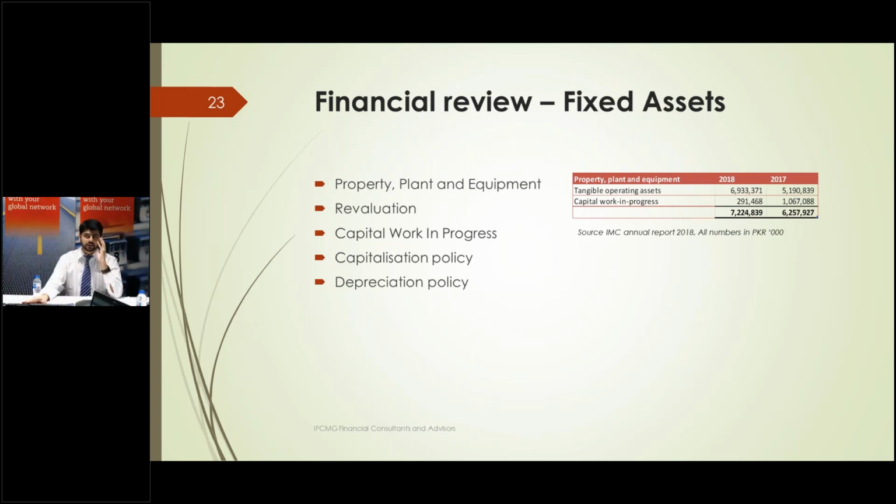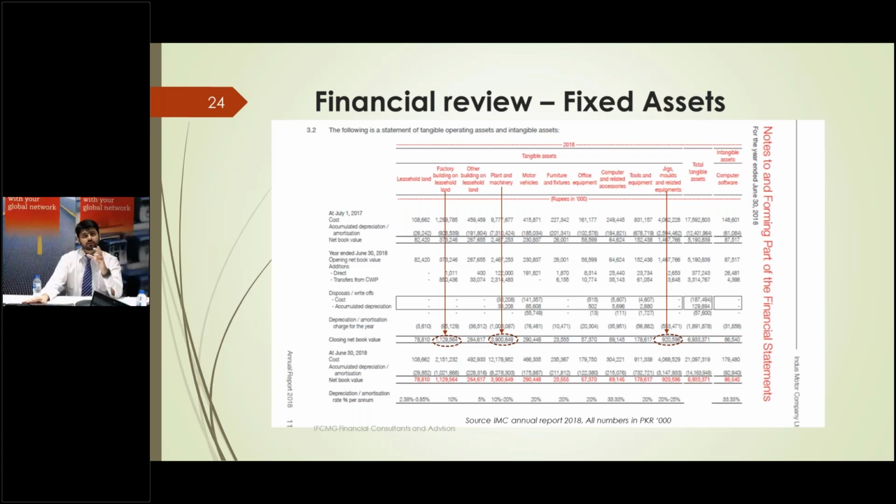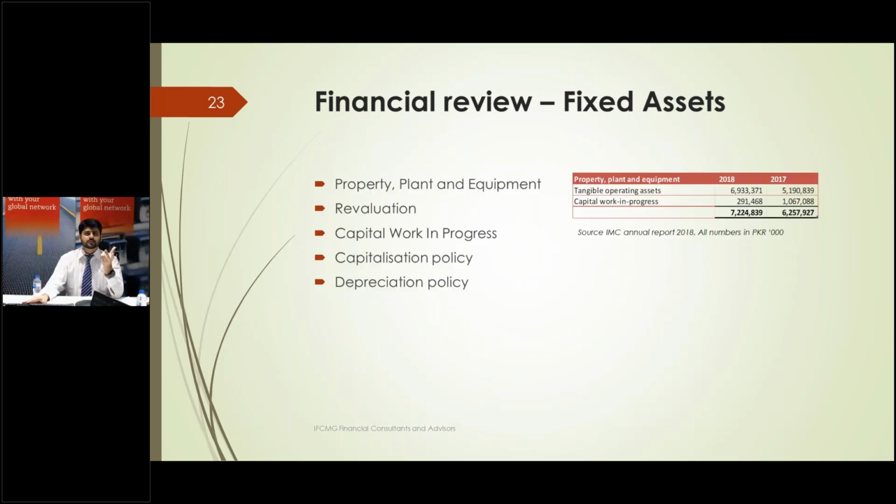For example, in the fixed assets of this motor company, the fixed assets are 7 billion, and we can assume, for example, that the leasehold land worth 78 million rupees as of now could be worth 1 billion rupees as per today's commercial terms. Just an assumption. So that would drive up the cost of fixed assets from 7 billion to 7.2 billion to 8.2 billion.